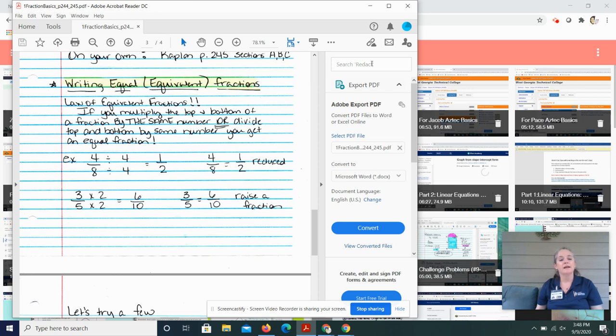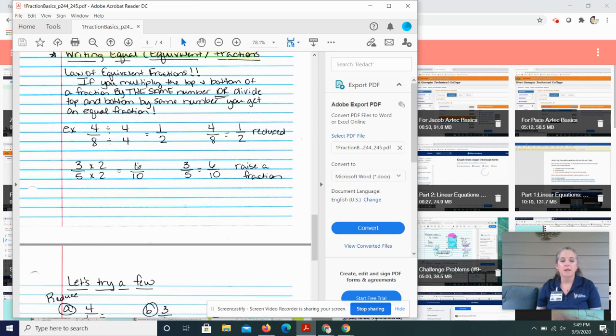So examples of this would be 4/8. You can divide 4 and 8 both by 4, right? If you divide 4 by 4, you get 1. If you divide 8 by 4, you get 2. So 1/2 is equal to 4/8. It's just been reduced, okay?